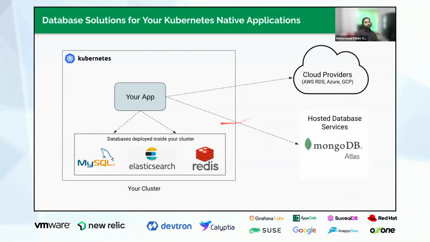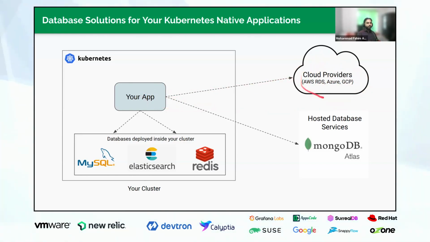So suppose you are running your application inside Kubernetes. This is your application, and you need a database solution for your application. So you have actually 3 options. First option is you can go to a cloud provider based solution. So what are the cloud provider based solutions? Like AWS has RDS, GCP and Azure also have their own managed database solutions. You can actually use those database solutions and connect those databases to your apps.